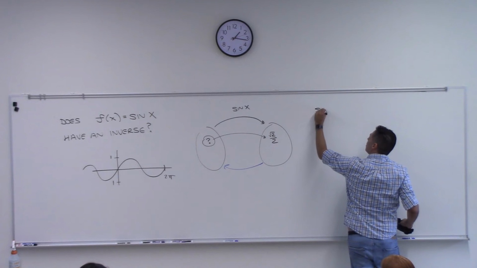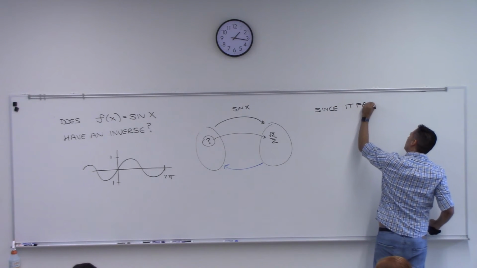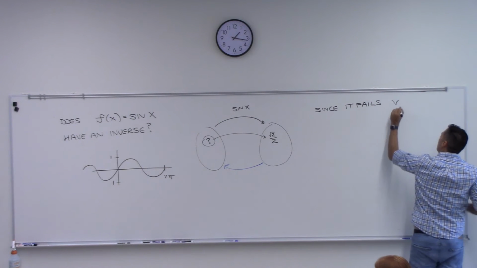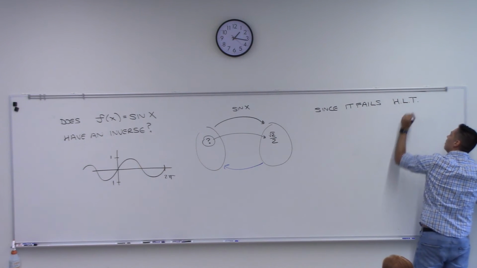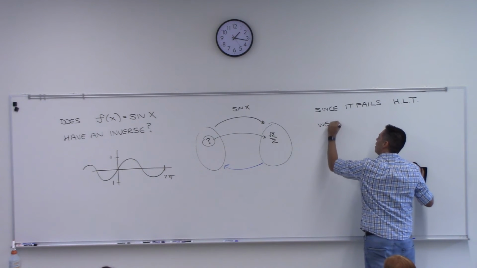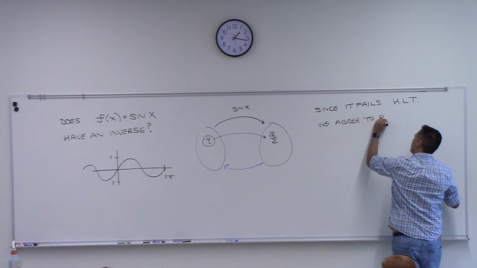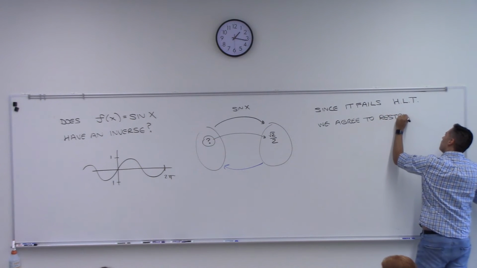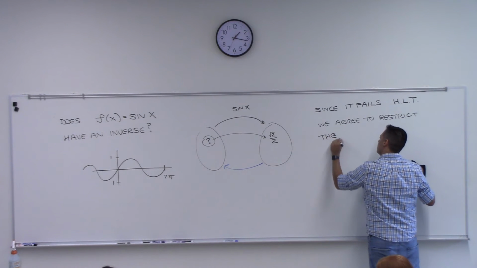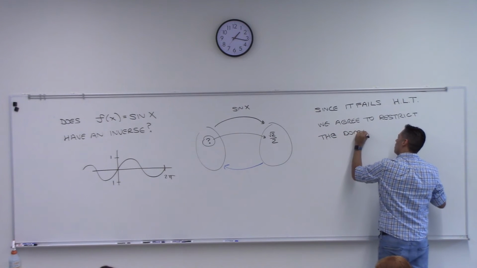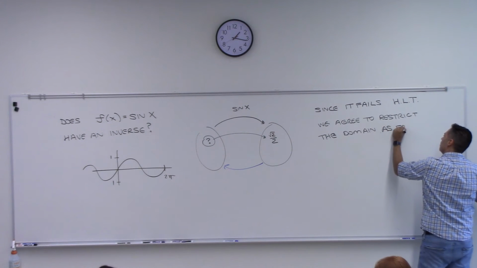So since it fails the horizontal line test, we agree to restrict the domain as follows.